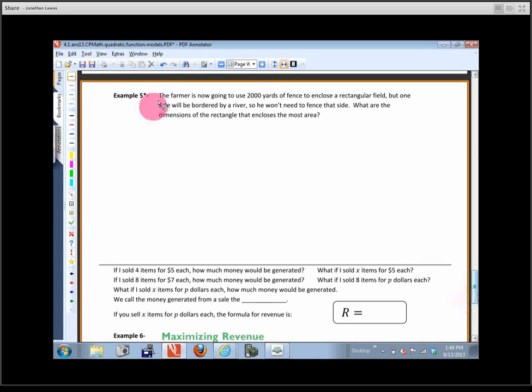So now the problem is changed to this. The farmer's now going to use 2,000 yards of fence to enclose a rectangular field, but one of the sides will border a river. So we won't need to fence that side. What are the dimensions of the rectangle that encloses the most area? So here's what we've got. Got a little river on this side. And that's what we're going to fence in. So we don't have 4 sides to fence in. We only have 3 sides to fence in.